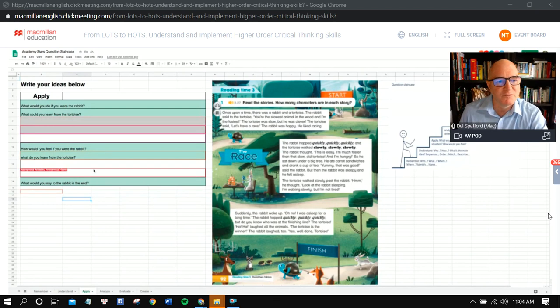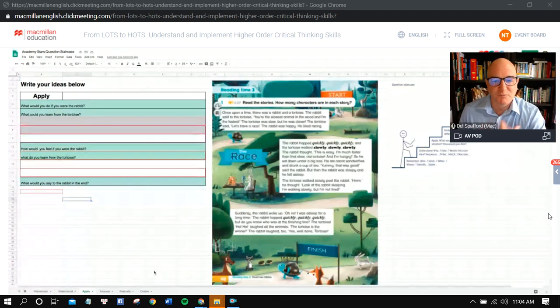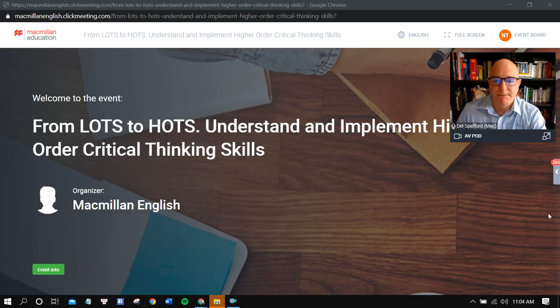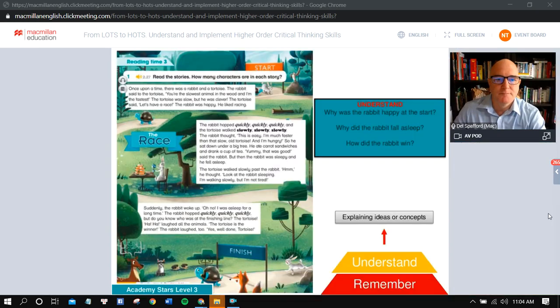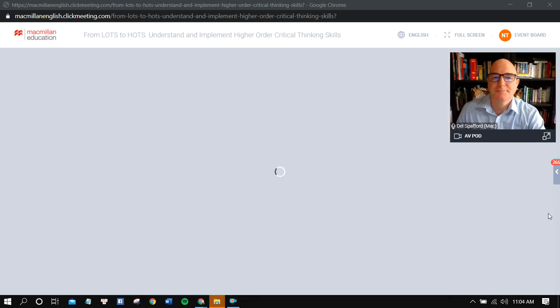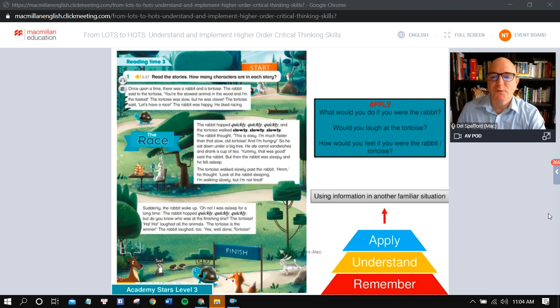And I think all of these questions here are ideal in order for students to reflect, to think about themselves, and to deepen their understanding and build on their thinking skills. So let's see if we got the same as me. So I had, what would you do if you were the rabbit? Would you laugh at the tortoise? How would you feel if you were the rabbit or the tortoise? Maybe that should be, would you laugh at the rabbit, actually, because it was them laughing at the rabbit, wasn't it? A little bit of a mistake.